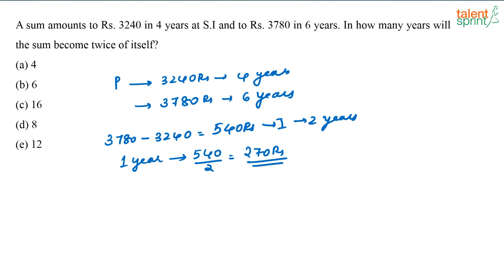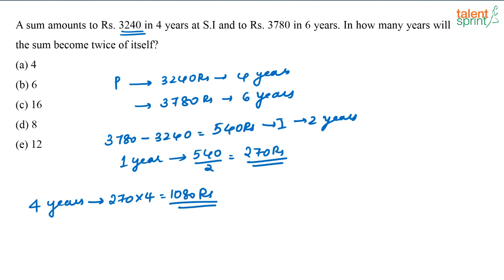Now what is given here in the question? It is given that in 4 years the principal becomes 3240 rupees. So in 4 years, what is the interest that you will get? I know that interest remains constant for every year, right? 1 year I am getting 270 rupees, the second year also 270, third year also 270 and fourth year also 270. So in 4 years I will get 270 into 4, that is nothing but 1080 rupees as interest, correct?